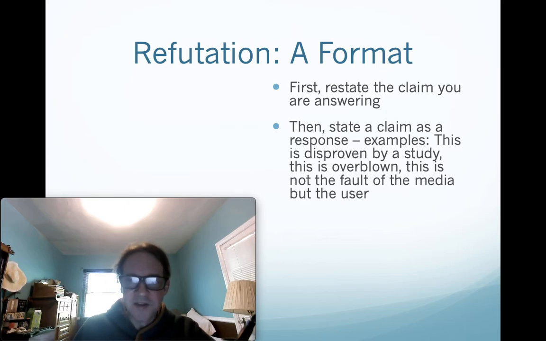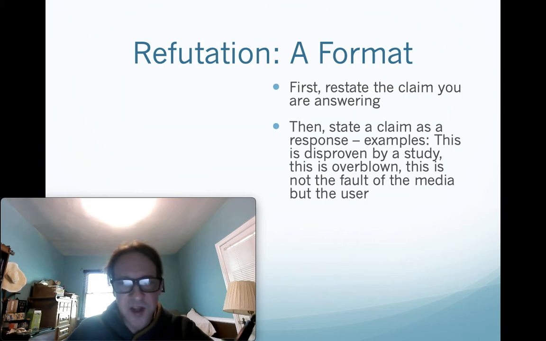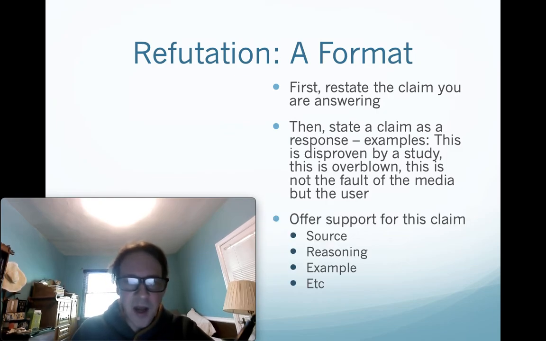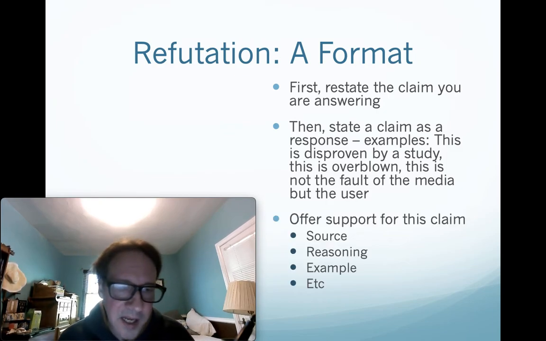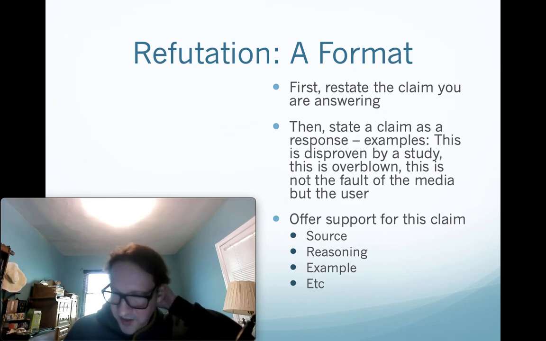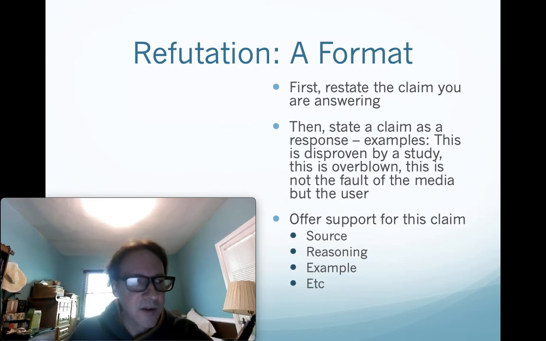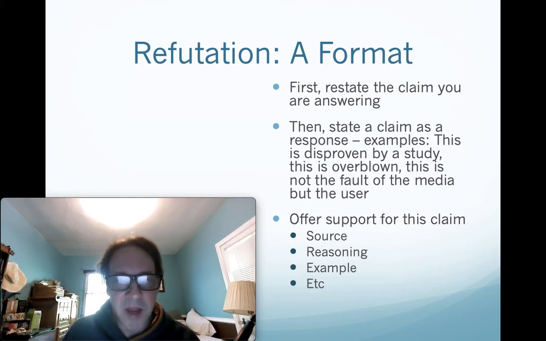So they say digital media makes people narcissistic, and you say, first, they claim that digital media makes people narcissistic. I think this is not the fault of the media, but the user, right? And then I offer my support for that claim. Here's some evidence that suggests that that's the case. Here's my reasoning: it's more likely that people were narcissistic in the first place and attracted to social media, rather than social media making them something that they weren't in the first place. My examples, et cetera, et cetera.